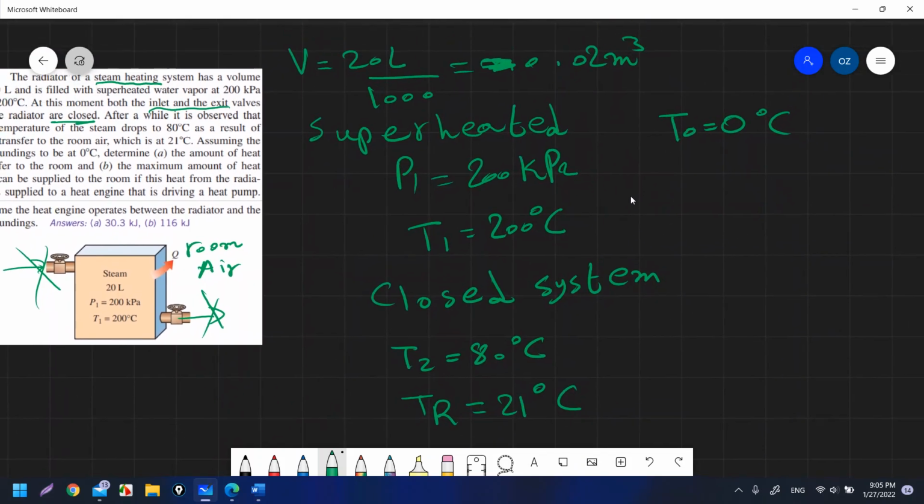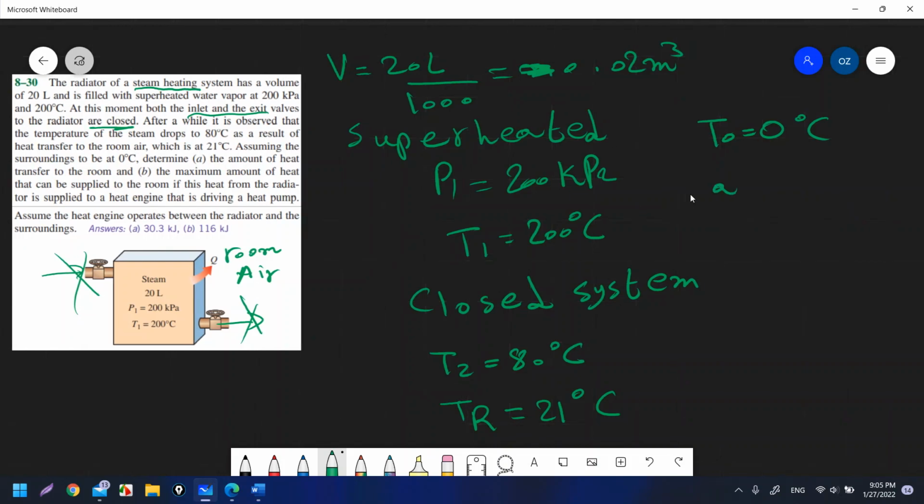In part 1, he is asking me to determine the amount of heat transferred to the room. He wants to find Q out from the radiator. In the second part, he wants to find the maximum amount of heat. When we read the words maximum amount, we think about exergy, we think about reversible work. So let's see how he wants to find it.